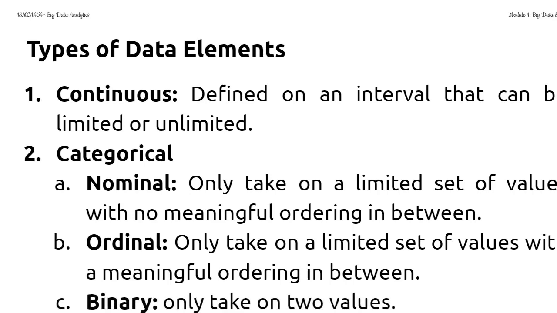The last categorical type is binary, which can have only two values. For example, employment status: either employed or unemployed. So that is binary, and it can have only two values. These are the different data elements. In the next session, we will discuss the different data exploration methods and their statistical analysis.